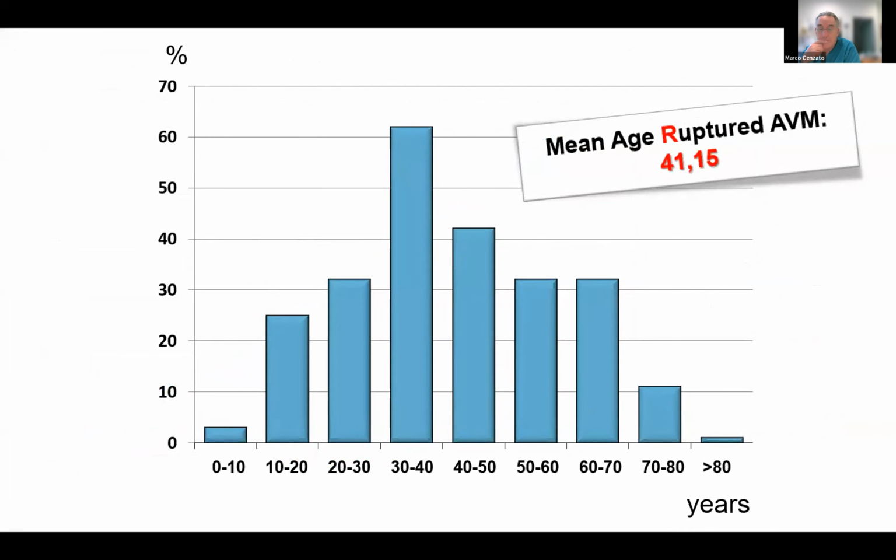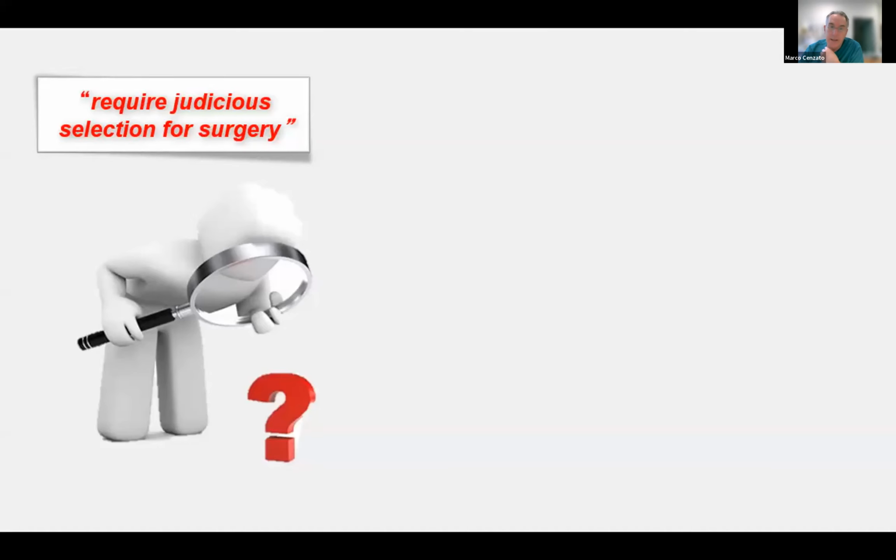Because as you know, this is our data, most of them ruptured between 30 and 40 years of age. So in the fourth decade, the risk of rupture is higher than in the other decades. So if you have a young patient, our proposal is to treat an AVM.